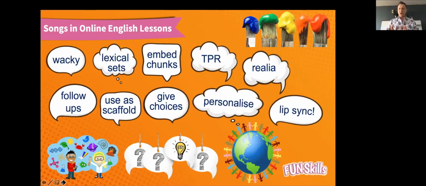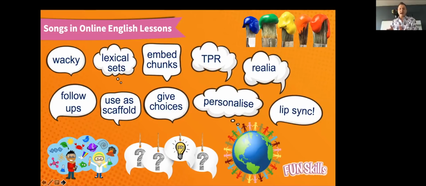The final one around lip syncing is perhaps procedural. I think the first time you share a song with children, you can sing it and you can do the actions online and encourage the children through their webcams to do the actions as well, gradually participating.